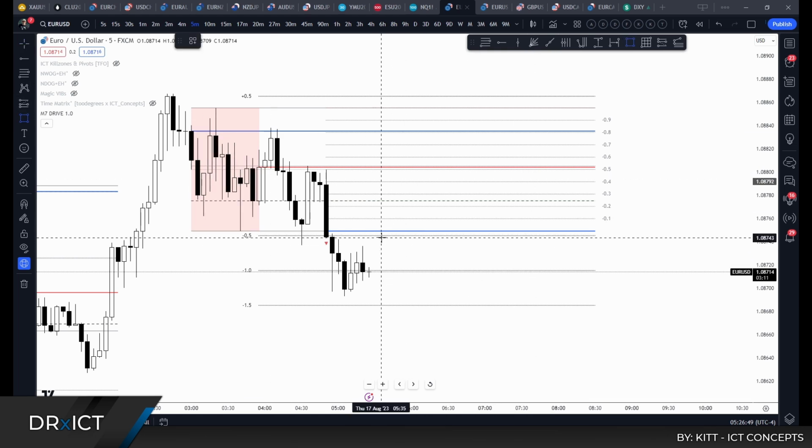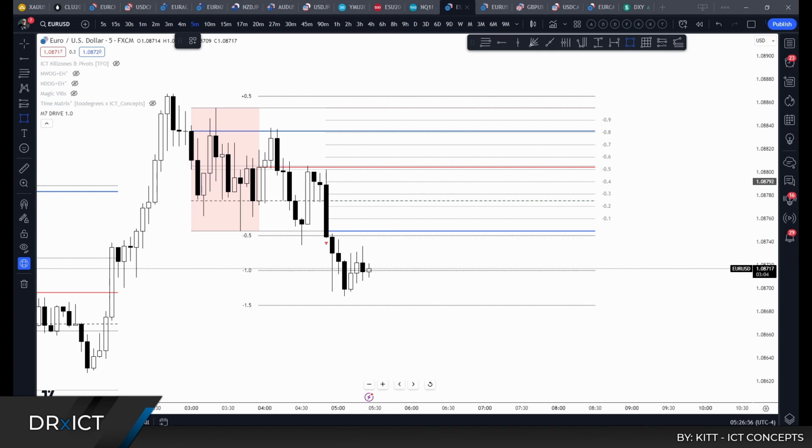Looking at some data. Max retracement. Pull up your Eurodollar. Just extension 720, our retracement's at 540. So really looking at 540.